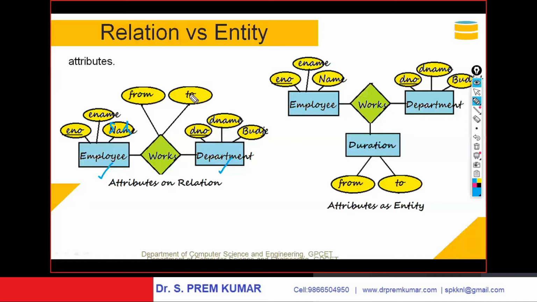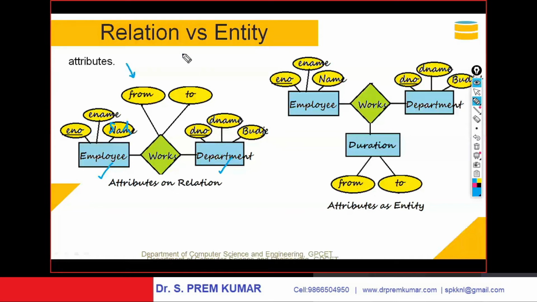So from and to are not related to either employee or department. They neither belong to the employee entity nor to the department. They belong to both. This department has the services of these employees from so and so date to so and so date. Or in other words, the employee served the department from so and so date to so and so date. Both employee as well as the department require these attributes, from when to when.